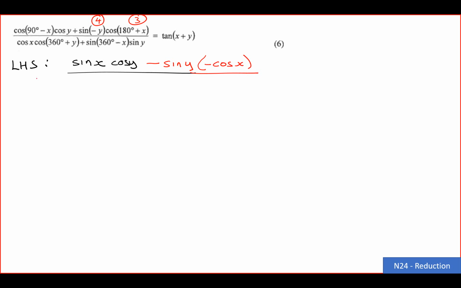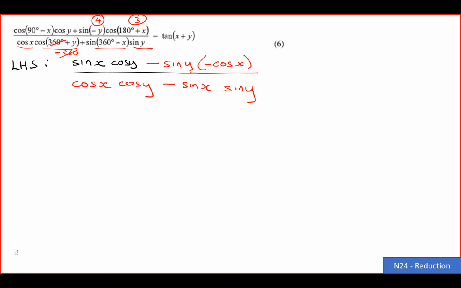Okay, we go to the bottom, the denominator. We have a cos x first. We're going to bring that down. Then we've got a cos of 360 plus y. That's going a cycle, so we can just take out 360, and we're left with cos y. Then we've got a sine of 360 minus x. Fourth quadrant, sine is negative. And the last one we see there is a sine y.